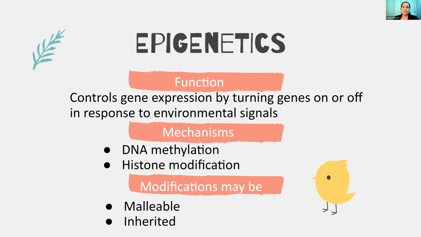So epigenetics, the function is to control gene expression by turning genes on or off in response to environmental signals. The mechanisms, remember, we have DNA methylation, we have histone modification, and we also have RNAi. The modifications here can be malleable, which means that they can change, and they can be inherited. And that's something we didn't spend a lot of time talking about the last time, but that's what this section is all about.